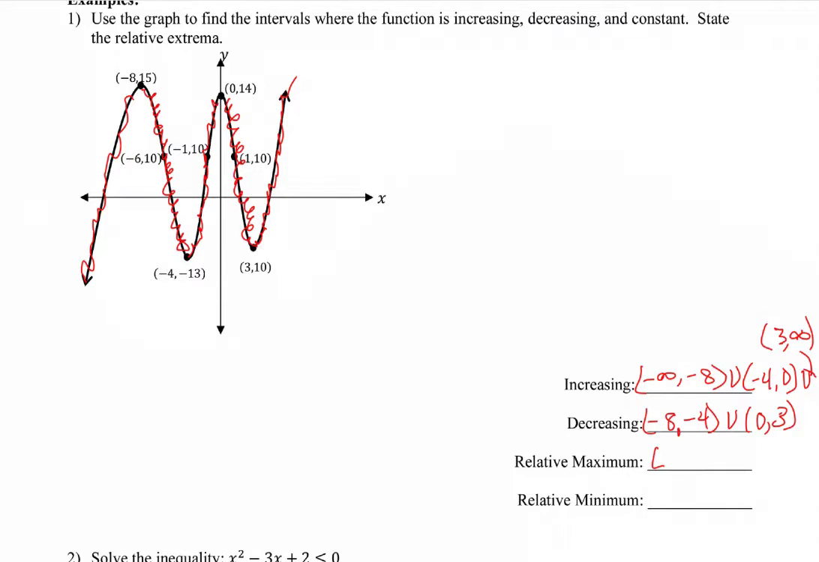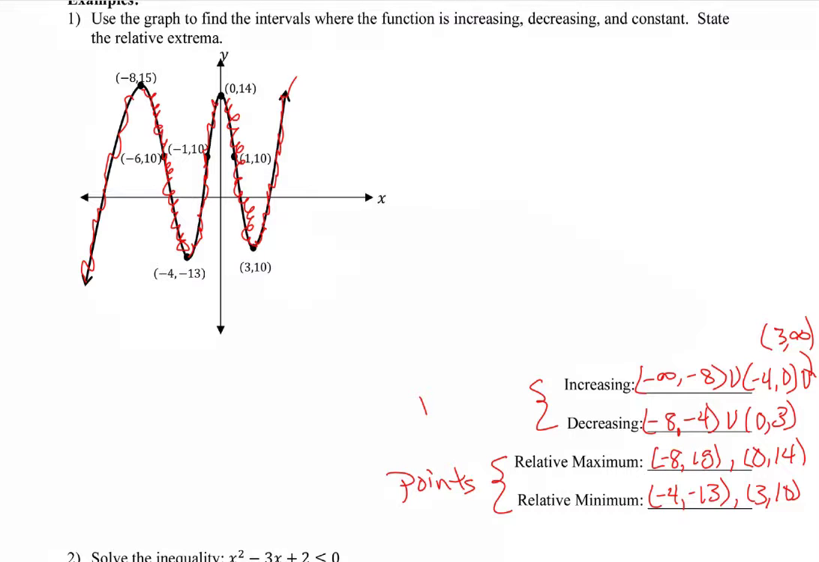So I have a relative max at negative 8, 15, and one at 0, 14, and I have a relative min at negative 4, negative 13, and at 3, 10. Now, there are two things I want you to know. These two are points. These two are intervals. And they all look like points.